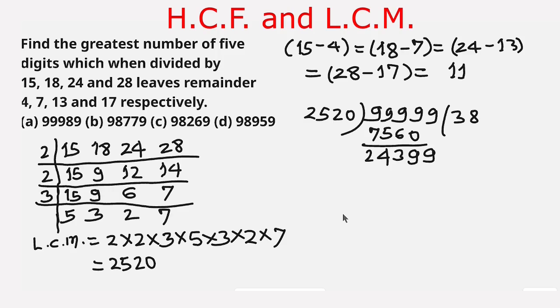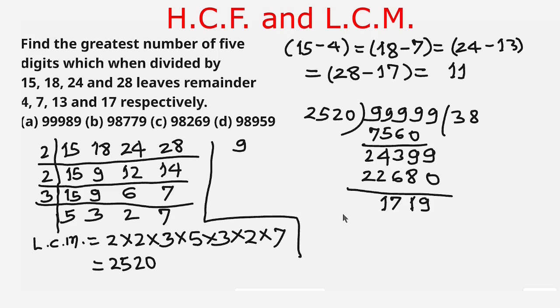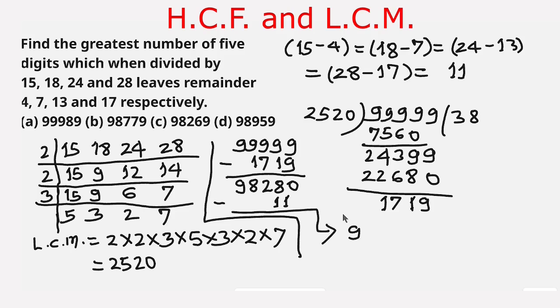2520 times 8 is 22,680. On subtracting 22,680 from 24,399, we get 1,719. Now we subtract 1719 from 99,999. On subtracting 1719 from 99,999, we get 98,280. Now we have to further subtract 11 from it and we get 98,269. This is our answer.